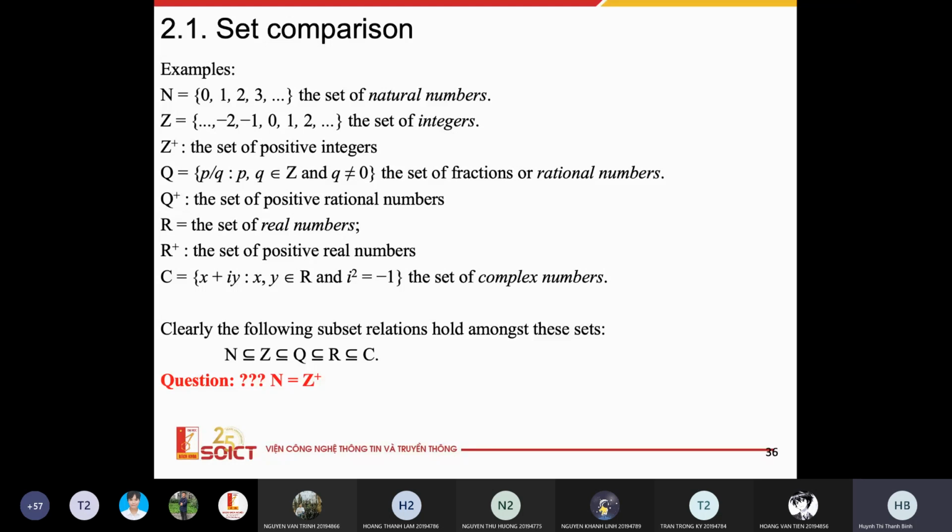The positive integers, do they include 0? The natural numbers include 0, but the positive integers, do they include 0? No.